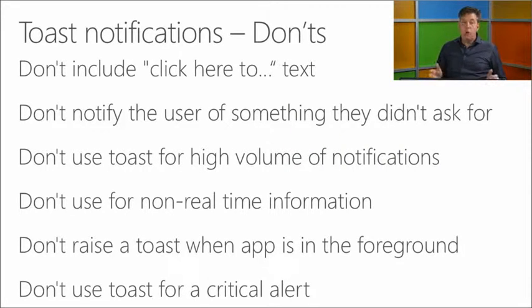So when you're using Toast notifications, don't use text like "click here", because again, the user's in control. Just give him the message of what's happening and let the user decide what to do. Don't notify the user for something they didn't ask for. If they didn't ask for notifications in the app to get new data and so on, don't do it automatically. And also don't toast for a high volume of notifications.